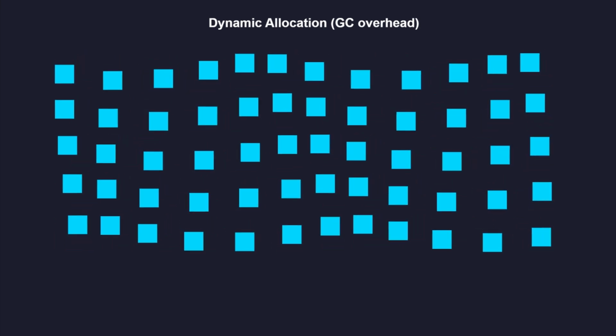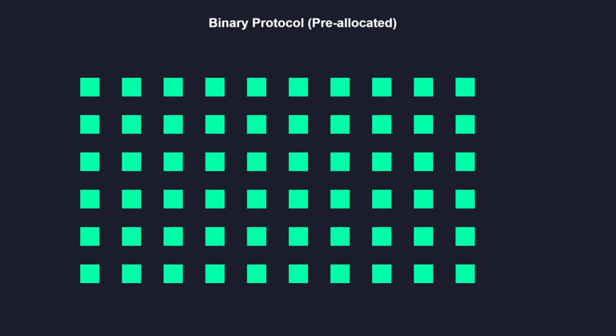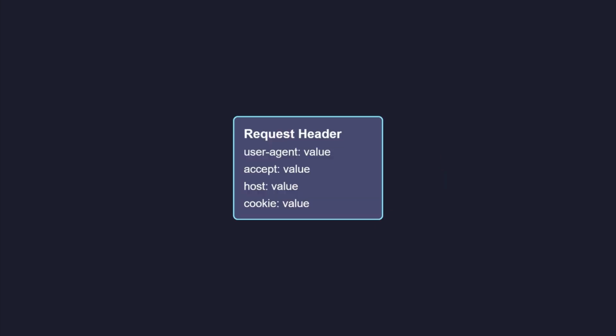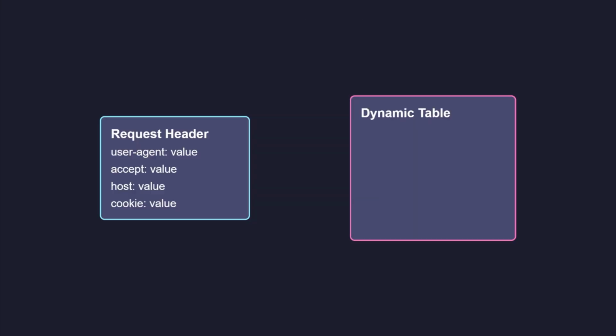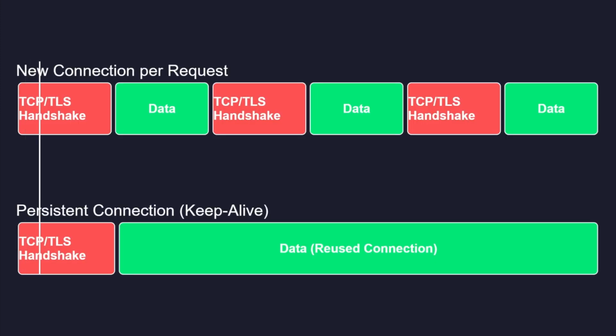Binary protocols utilize pre-allocated buffers and fixed-size fields to minimize the frequency of garbage collection cycles, which directly improves the stability of tail latency in high-volume production systems. Hypertext Transfer Protocol version 2 implements header compression by maintaining a dynamic table of previously sent metadata, which significantly reduces the data volume for every request sent across the wire.